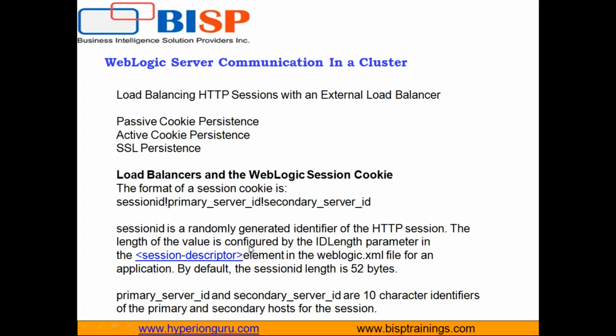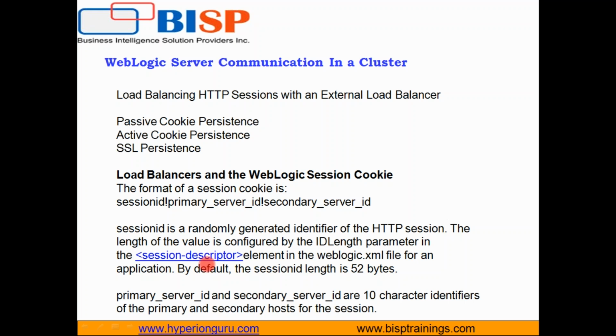and that makes it load balanced. Now the session ID is a randomly generated identifier of the HTTP session. The length of the value is configured by the ID length parameter in the session descriptor element in the weblogic.xml file for an application. By default, the session ID length is 52 bytes. So the session ID, which is here, is the first part. When your request comes in, it comes with the session ID, primary server ID, and secondary server ID. This session ID will be of 52 bytes, generated through the identifier mentioned in your weblogic.xml, the ID length parameter defined inside the session descriptor.